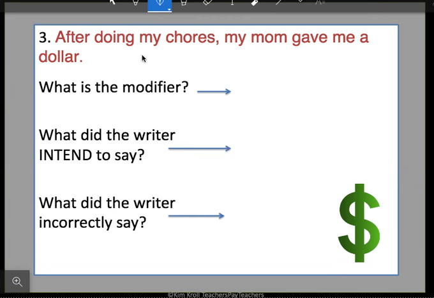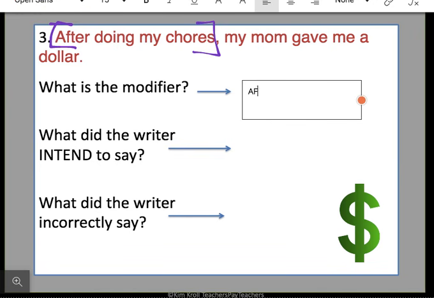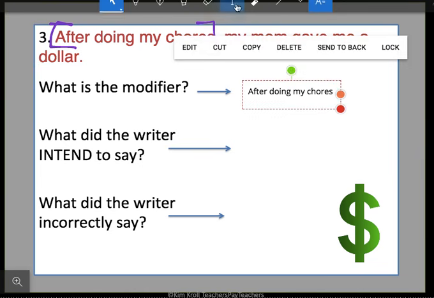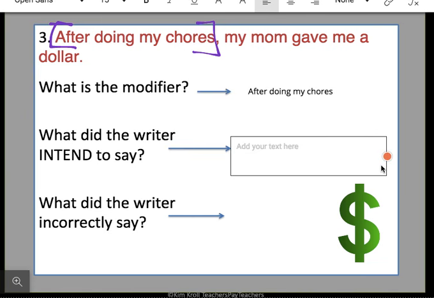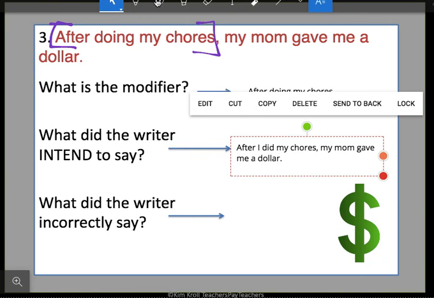Our next example: "After doing my chores, my mom gave me $1." So what is the modifier? Well, "after doing my chores," because it's our unnecessary description. We could just say, my mom gave me $1. So what did they intend to say? Well, they intended to say that after I did my chores, my mom gave me $1, because we assume that we earn the $1 for doing the chores.